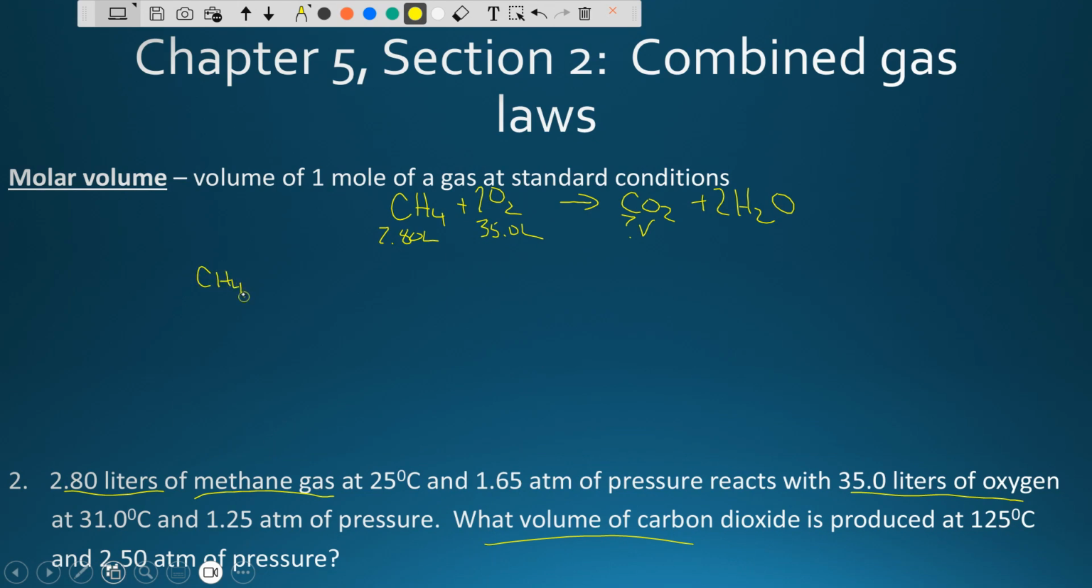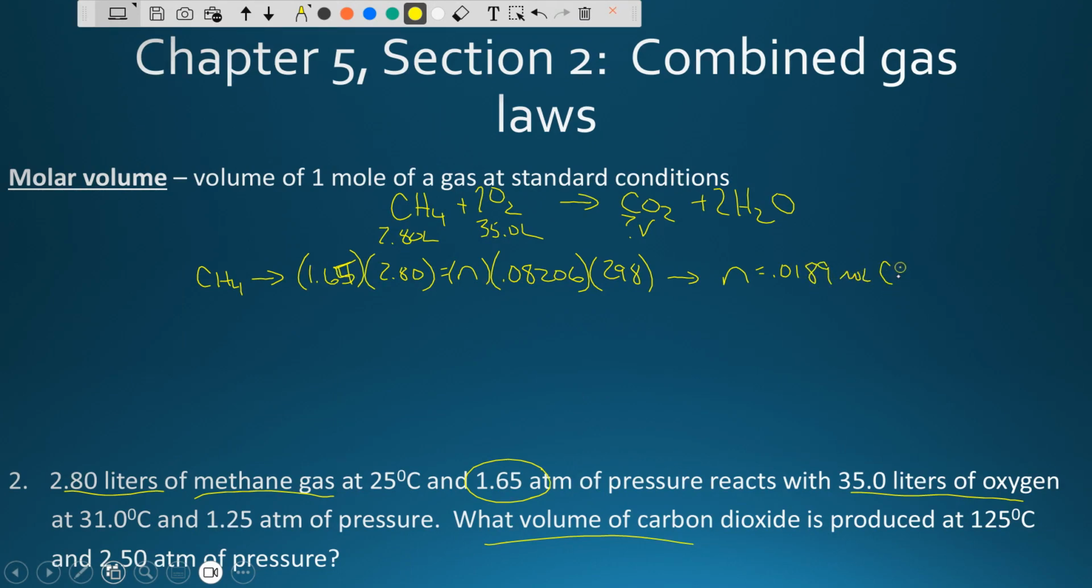So my CH4, let's follow this guy first. And I had 1.64 is going to be, where did I get that number? My 1.64 is my pressure. Sorry, that's a 1.65 there. And so that's a 1.65. Then I have 2.80 liters, and that's going to give me my n value times 0.08206, and my temperature is 298. Okay, my n in this case would end up being 0.0189 moles of methane.